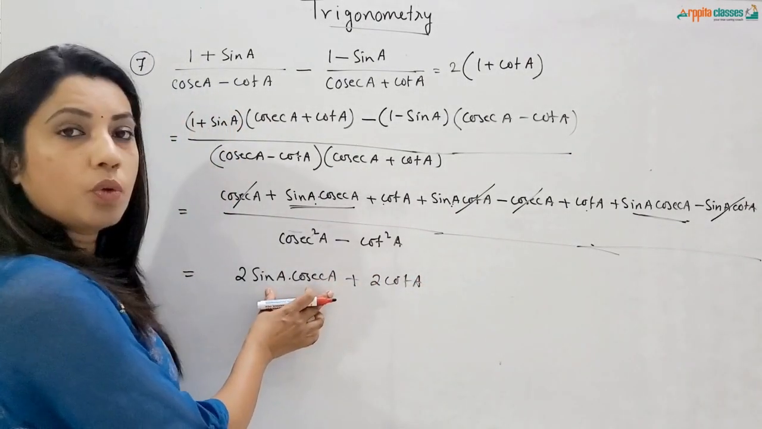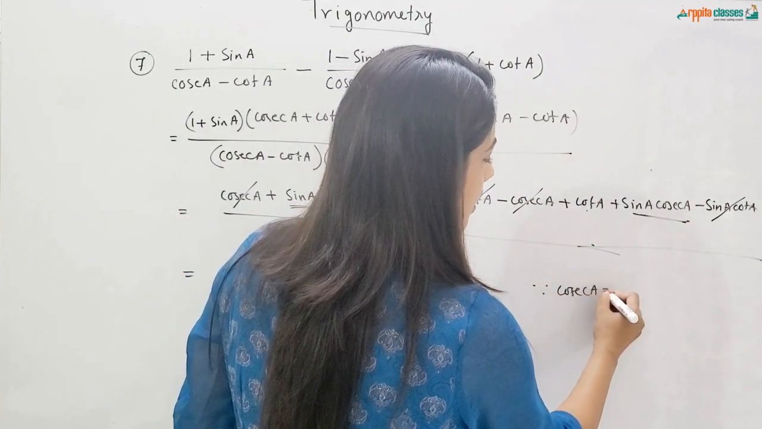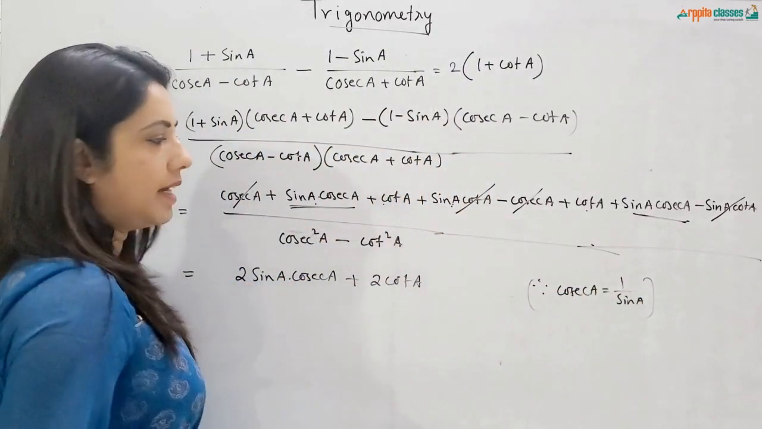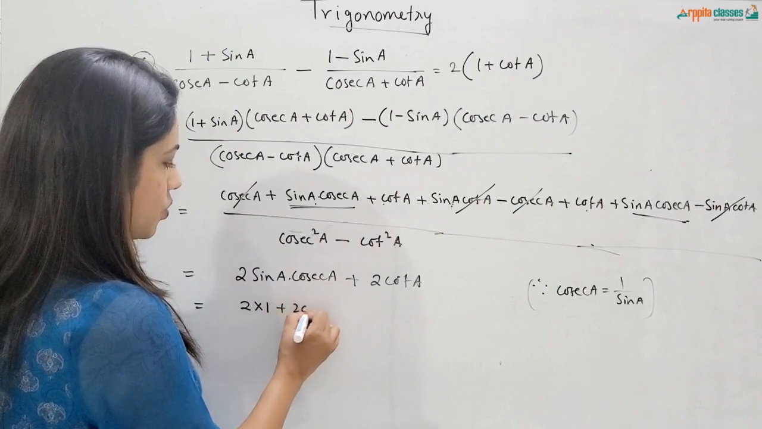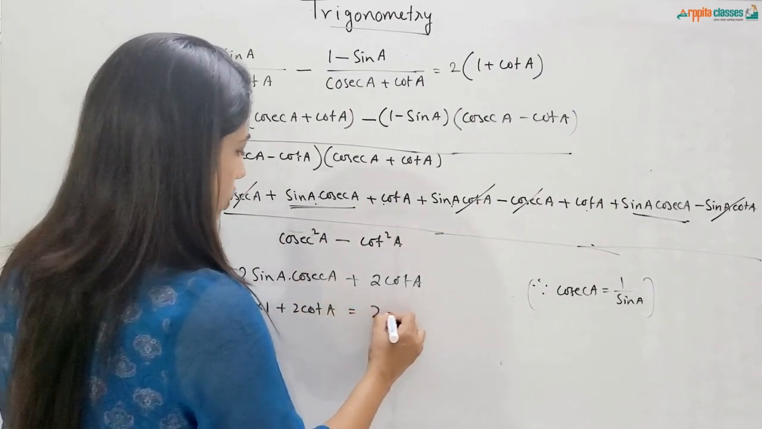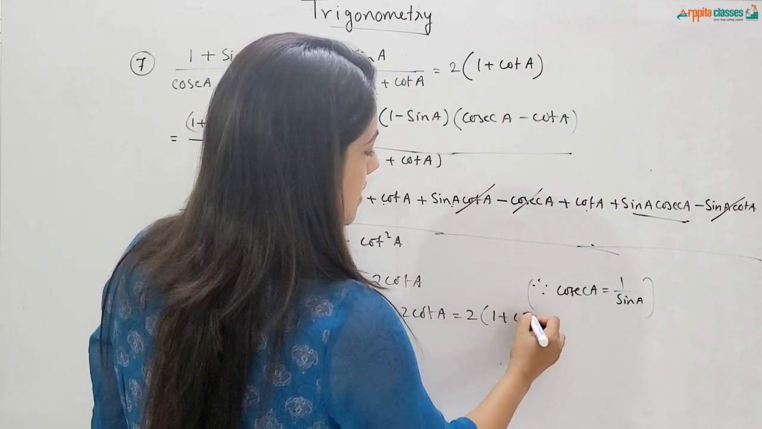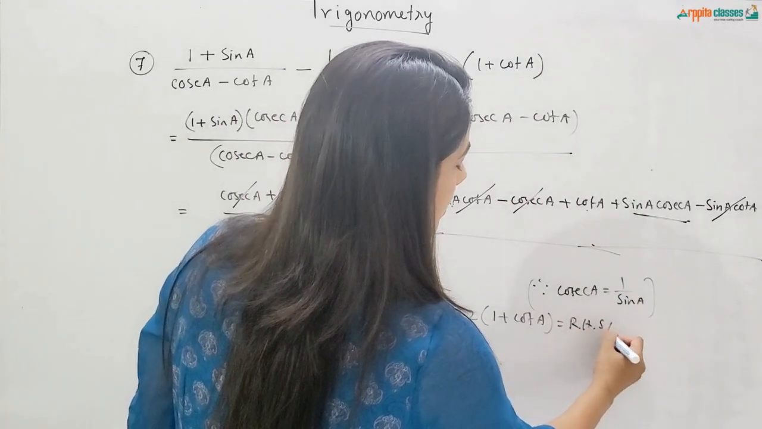Now sin A into cosec A is 1 because we have cosec A is equal to 1 upon sin A. So if you get sin A this side, sin A into cosec A is 1. So we'll write 2 into 1 plus 2 cot A, which is 2 plus 2 cot A. Take 2 common, so it will be 1 plus cot A. Now look at your right hand side. We got it. Proved.